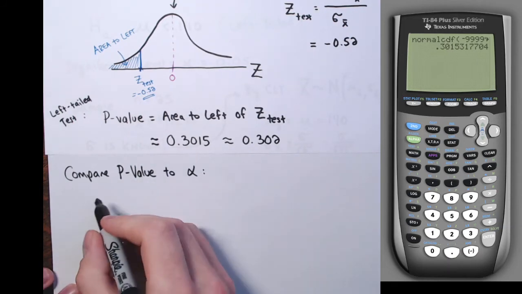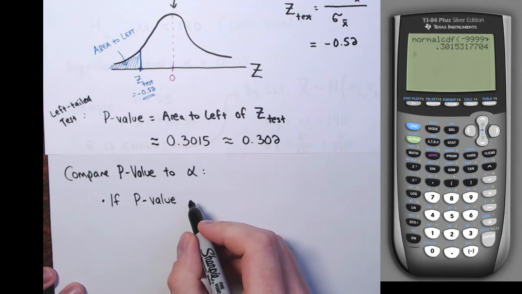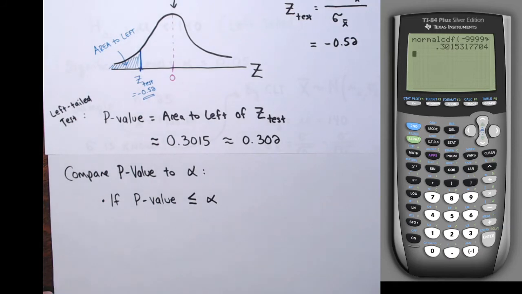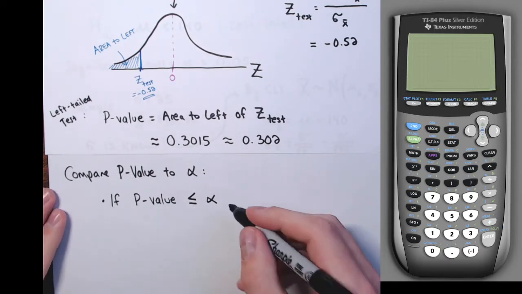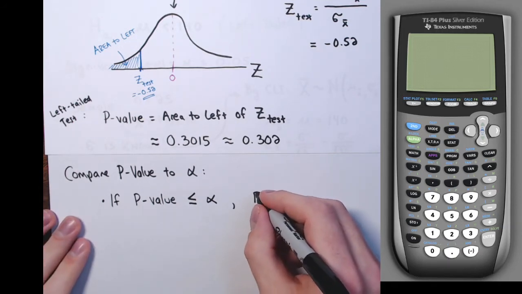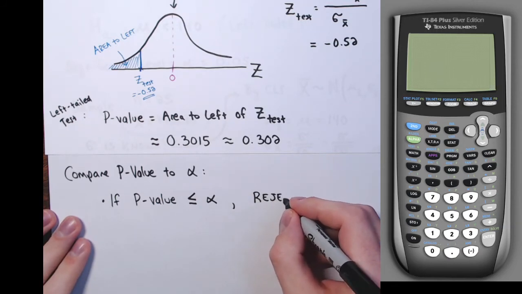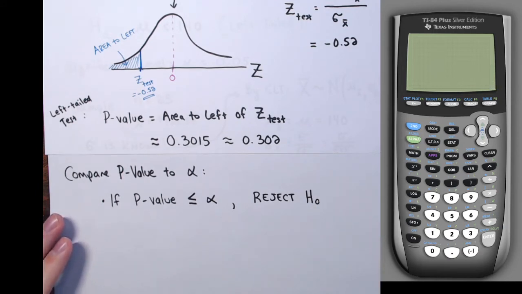And here's how you make your decision: if the p-value is less than or equal to alpha, that would mean that your test statistic is in one of those rejection regions, as if you were to go through the critical value method. You're then going to reject that assumption made in the null hypothesis. We would reject the statement that the mean is 140.